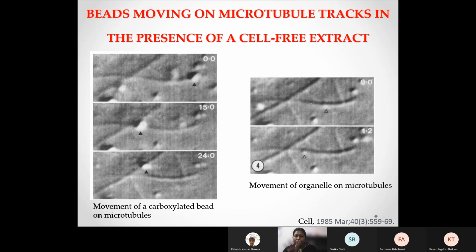So how did they do this experiment? What they did was they took microtubules and then they added these beads or organelles, whatever it is, along with squid axons. Squids are known to have one of the longest axons in our living system.